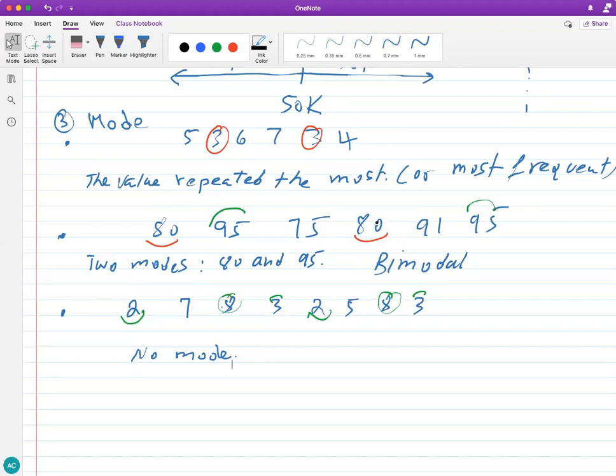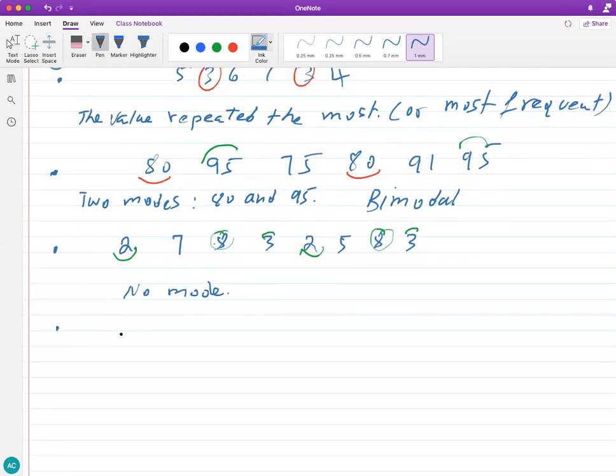So no mode, and also it is possible to have a situation like this: 13, 15, 10, 21, 19, and 17. Is there a mode in this data set? Do we have a mode here? No mode, Professor. That's right. You don't see any repeated, therefore there's no mode. Simple as that. Nothing is repeated. Each value is distinct. All these values we say they're unique.